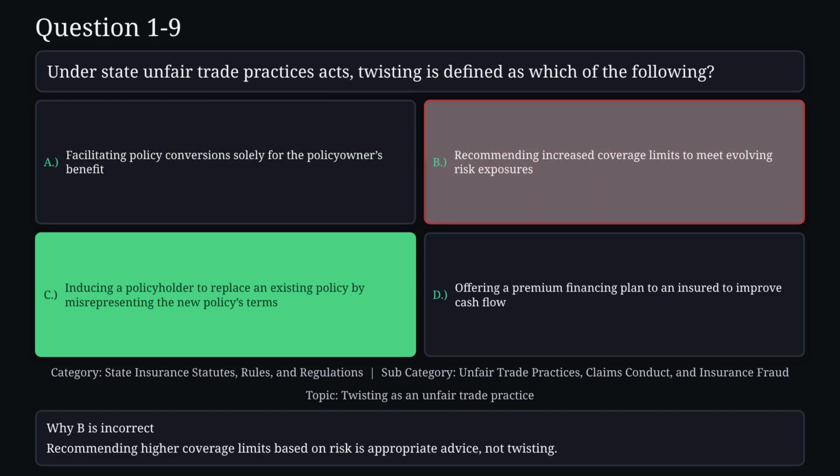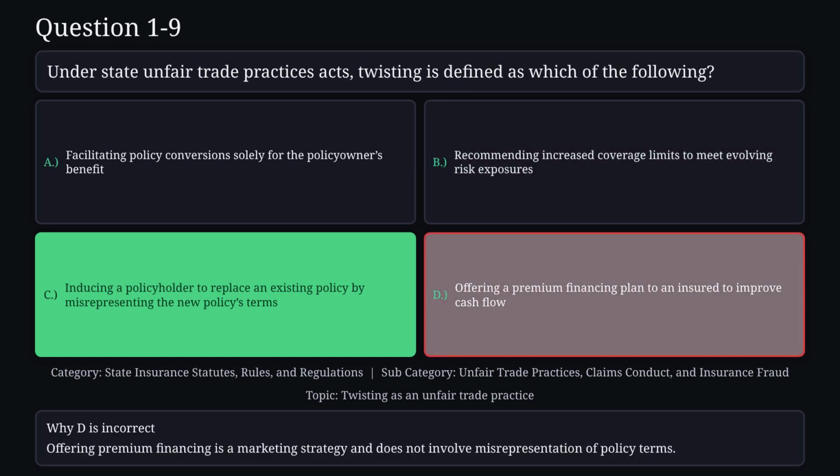Reason B is not correct. Recommending higher coverage limits based on risk is appropriate advice, not twisting. Reason D is not correct. Offering premium financing is a marketing strategy and does not involve misrepresentation of policy terms.